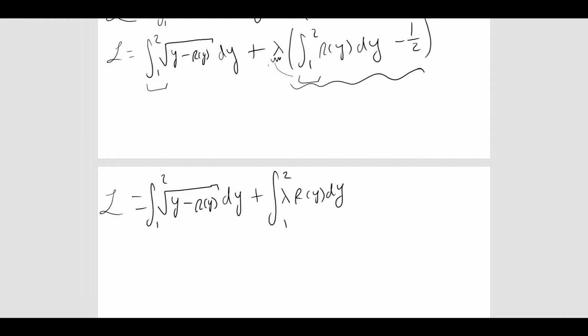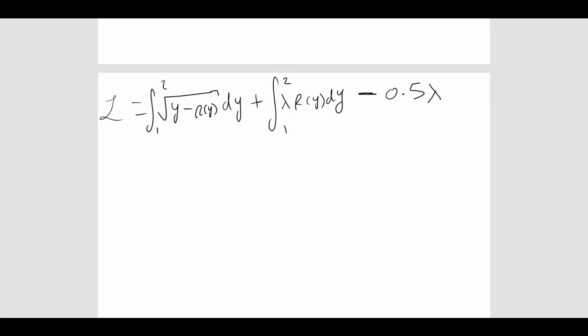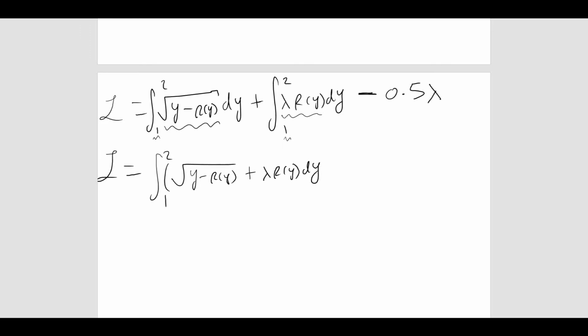Then I'm just expanding the bracket: lambda times the first, lambda times the second, and lambda times minus a half is just minus a half. You might prefer to use decimals, so I'll call that minus 0.5 lambda. Then again, first of all we want to get the integrals together. I've got the integral from 1 to 2 of, and because I'm integrating over the same domain, I can bring these terms under the integral sign together. So I have root y minus r(y) plus lambda r(y) dy, and then it's all take away a half lambda outside the integral.